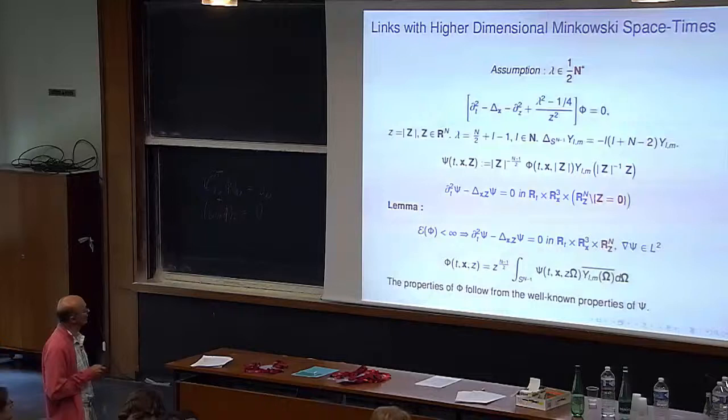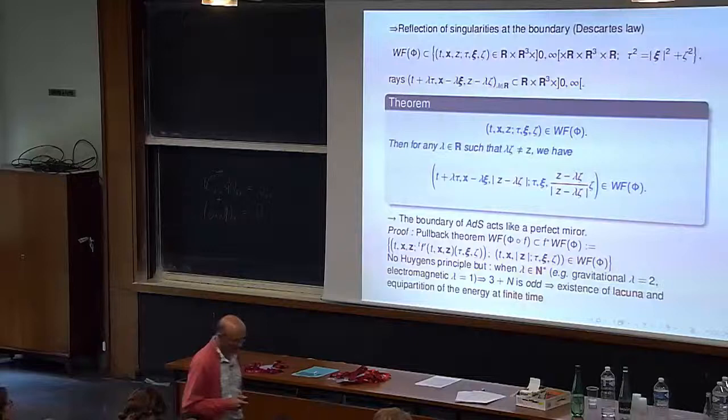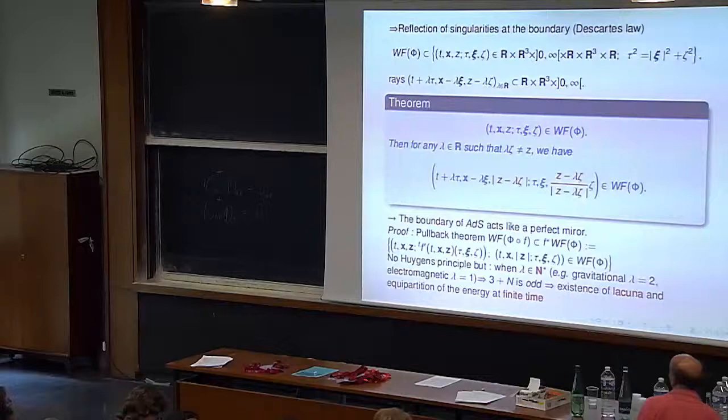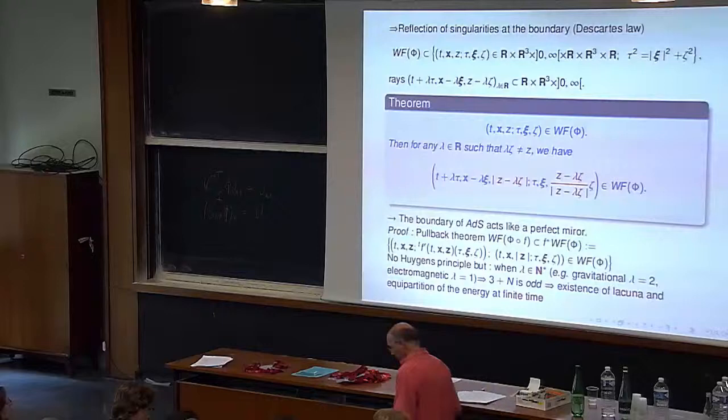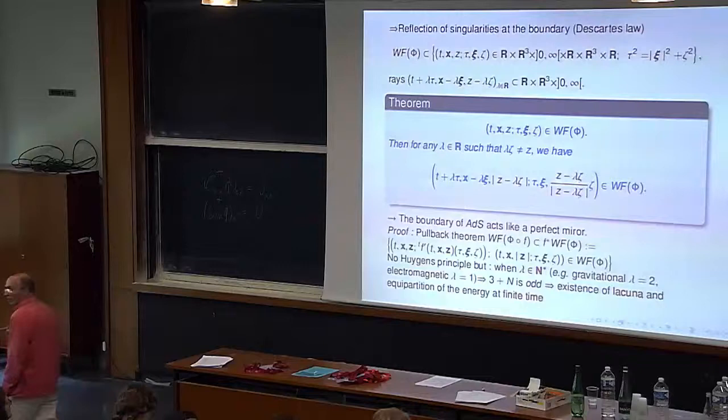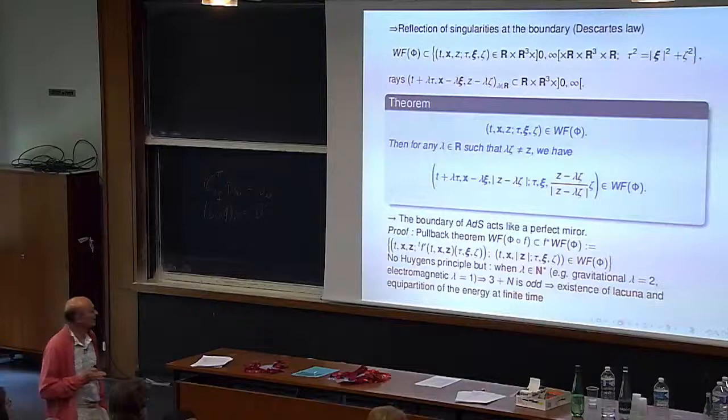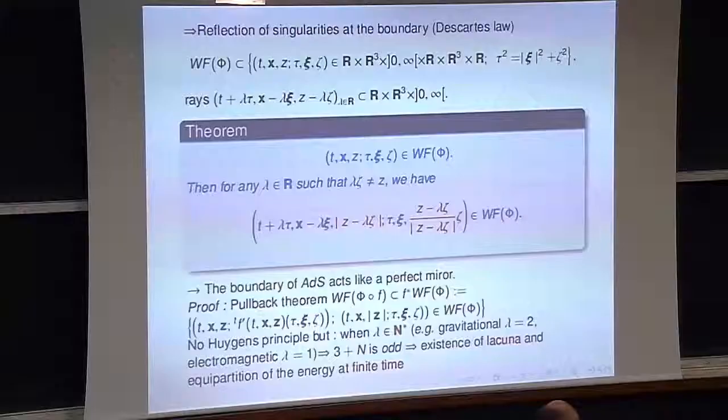In particular, you can understand the role of the conformal boundary of the universe by the pullback theorem. And we find that the boundary of anti-de Sitter spacetime acts exactly like a perfect mirror as regards the propagation of the singularities. The Descartes law is respected. Moreover, there is no Huygens principle in the anti-de Sitter manifold, but there exists a lacuna when we start with compactly supported initial data. There is a lacuna, and it's a somewhat unexpected result, since the Huygens principle is not satisfied.